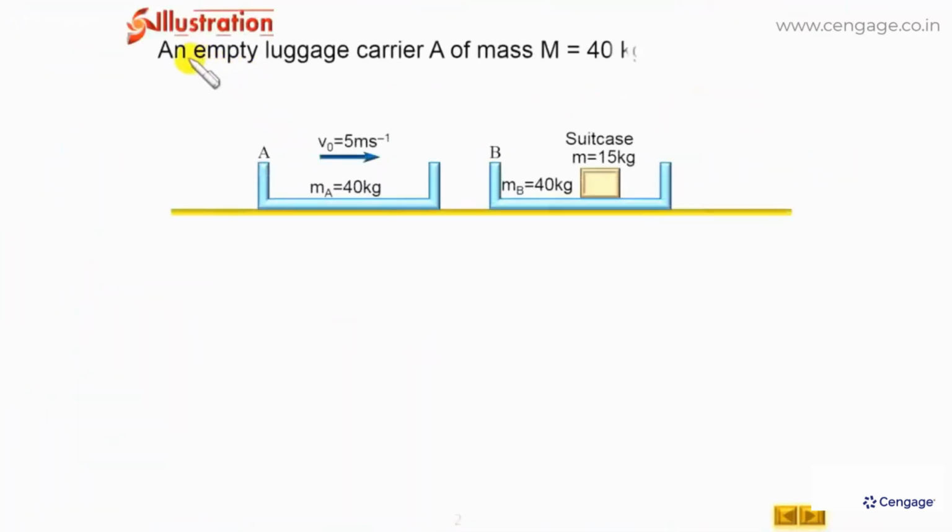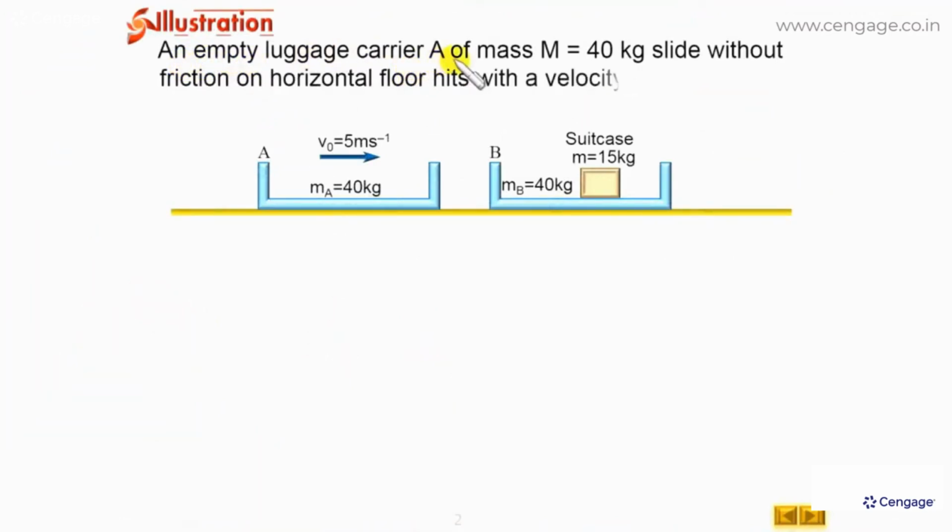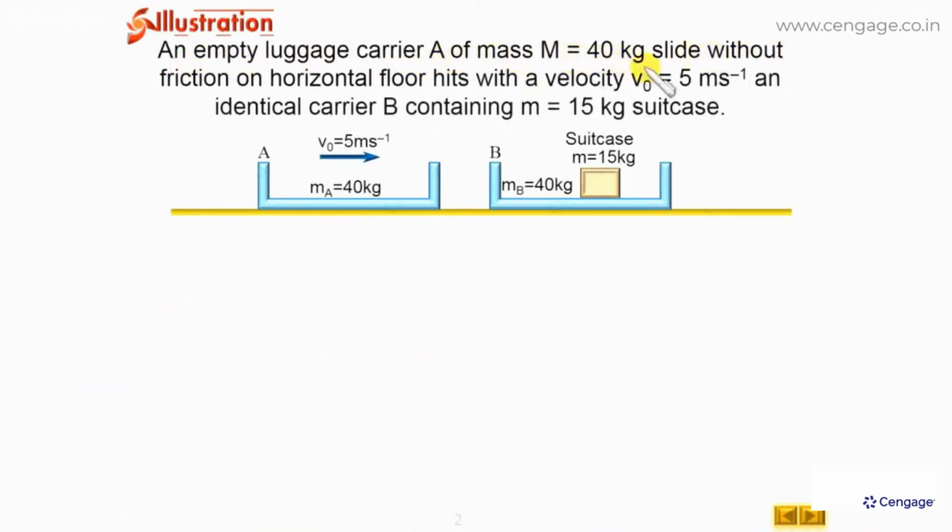In this illustration, it is given that an empty luggage carrier A of mass 40 kg slides without friction on a horizontal floor, hit with the velocity v naught equal to 5 meter per second, an identical carrier B containing a small suitcase of mass m equal to 15 kg. You can observe these are the two identical luggage carriers, each having a mass of 40 kg, placed on a smooth horizontal surface. A is moving in the rightward direction with the velocity 5 meter per second, while carrier B, which has the suitcase of mass 15 kg, is at rest.